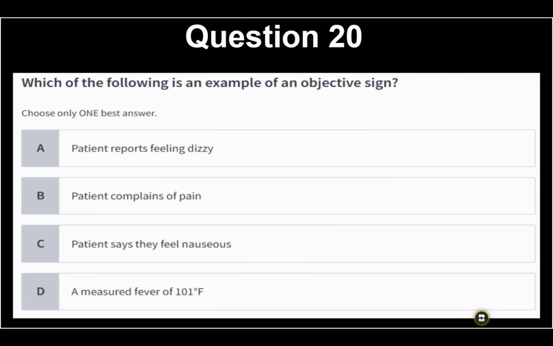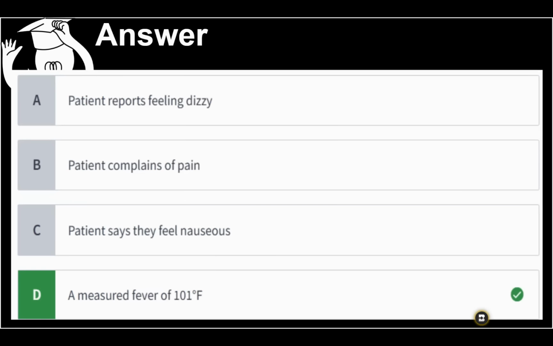Question 20. Which of the following is an example of an objective sign? A, patient reports feeling dizzy. B, patient complains of pain. C, patient says they feel nauseous. Or D, a measured fever of 101 degrees Fahrenheit. If you said D, a measured fever of 101 degrees Fahrenheit, then you are correct.